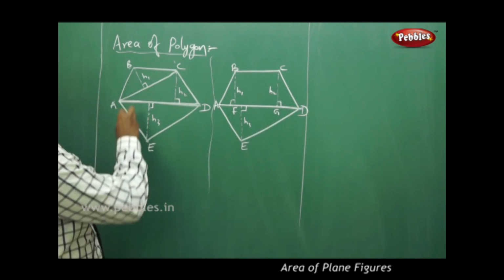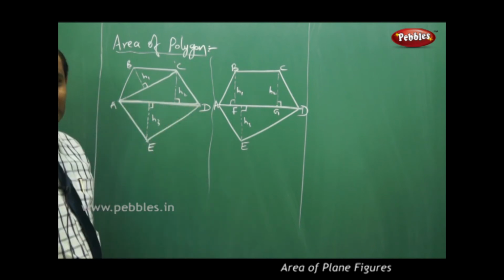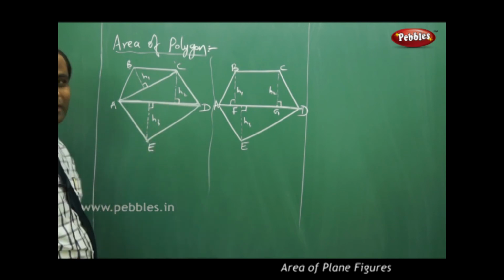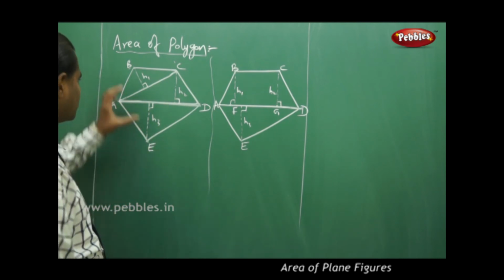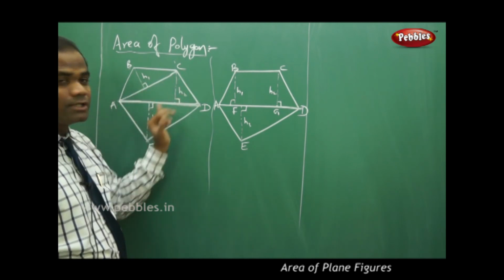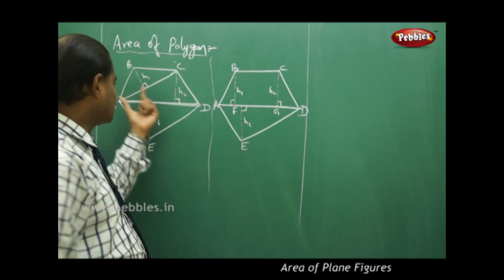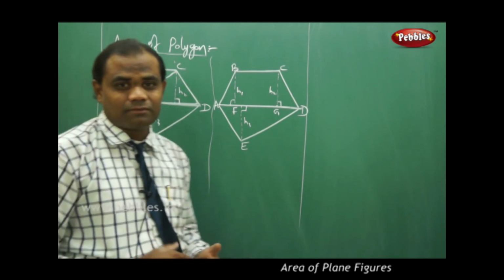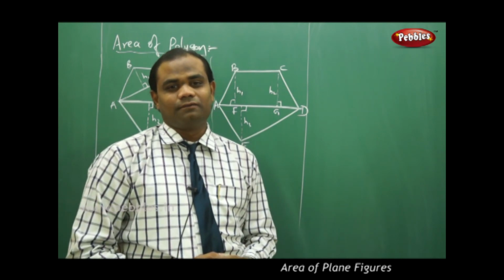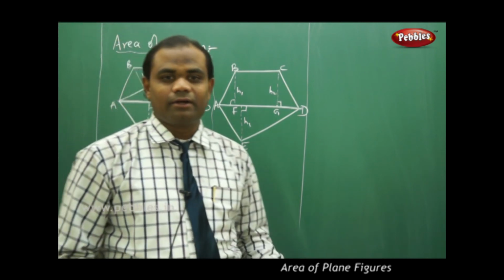In this case, suppose I have the diagonal AC joined and the diagonal AD joined. If I know the heights H1, H2, and H3, then I find the areas of the regions ABC, ACD, and AED, because these are three triangles whose areas can be found. When I add the areas of the three triangles with their heights and bases, the sum forms the area of the pentagon. This is one way of calculating the area of a polygon.